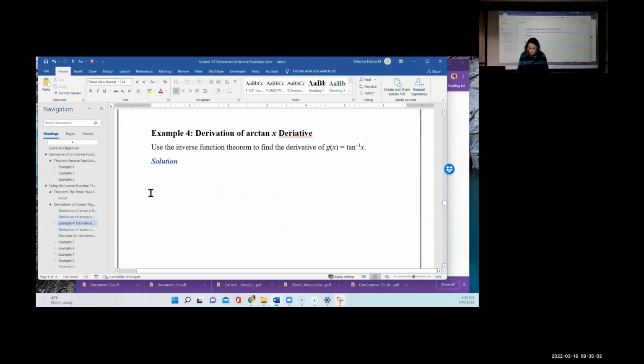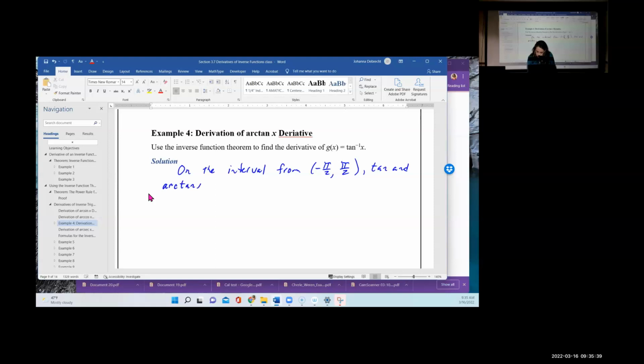Okay, now we're going to derive the formula for arctangent. This one I haven't worked out for you, so we're going to do it ourselves. So we're going to think about where we have an inverse function. So on the interval from negative pi over 2 to pi over 2, open, remember we can't allow it to be pi over 2 because cosine is 0 there. Tangent and arctangent are inverse functions of each other. And they're 1 to 1.